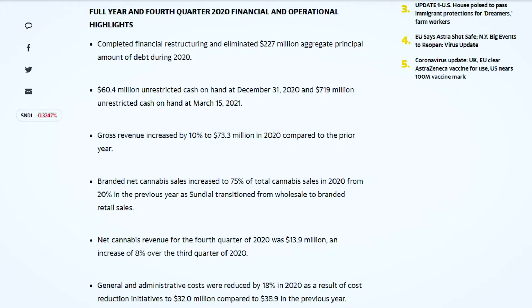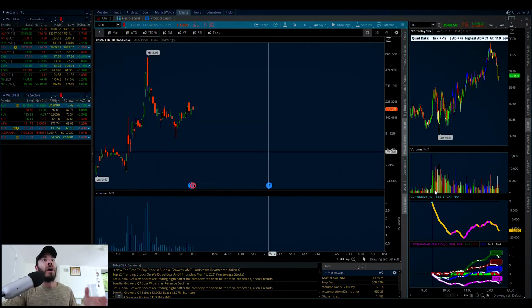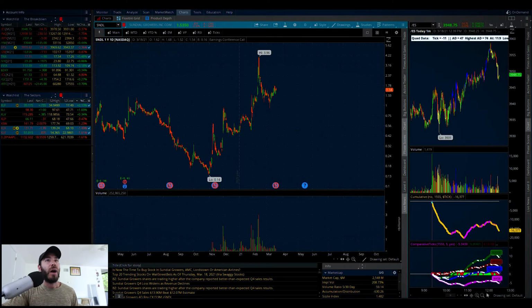So Sundial is a stock that has been trending in the right direction. Let's take a look at Sundial from a technical standpoint and see where this thing is headed. I see it just turned red on the day. This is a stock that has a market cap of $2.5 billion, and year to date, this stock is up 178%. I want to point out it has an implied volatility of 208%, meaning it's quite volatile, as well as a negative accumulation and distribution, meaning people are dumping their shares into this rally. What was a rally, now it turned red.